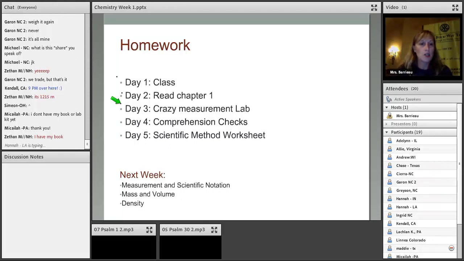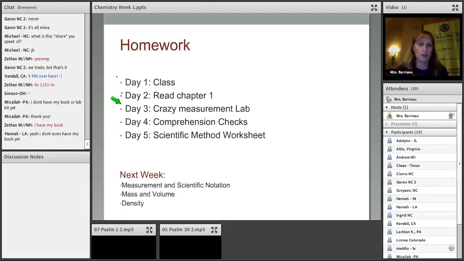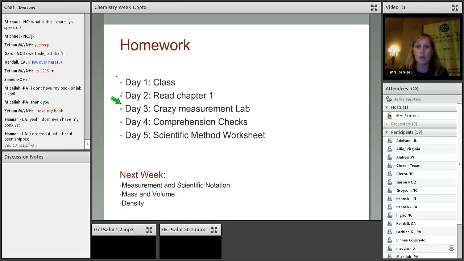Okay, so if you already have yours, then you're on top of it, but we're not too worried about it. If you haven't ordered the lab kit yet, you can order it through Home Science Tools and type in MyFunScience Chemistry, and you will be able to order it, okay? I ordered it, but it hasn't been shipped. Yep, that's right.